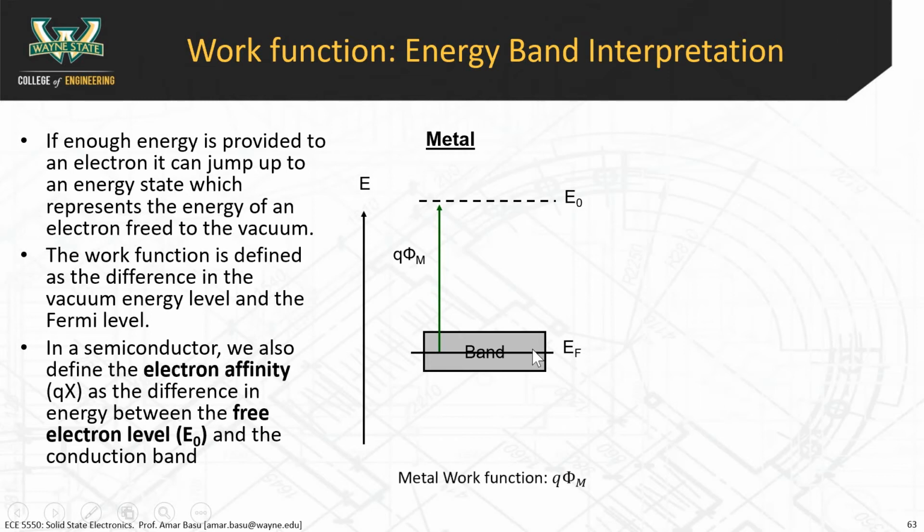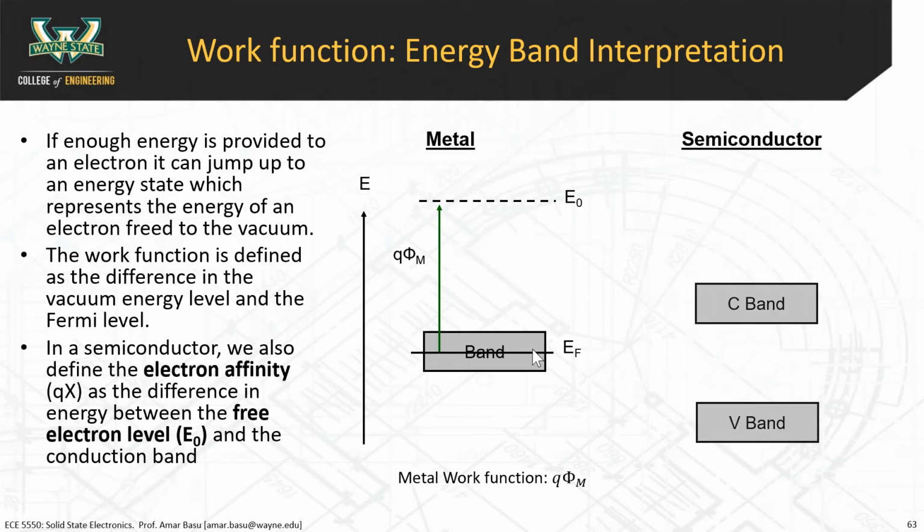In a semiconductor, so the metal work function is Q phi m here. Now in a semiconductor, remember that you have the conduction band and you have the valence band. Then within there you have a Fermi level. Most of the electrons are down here below the Fermi level, but there could be some electrons near the conduction band up here as well. The bottom edge of the conduction band, we denote EC. The top edge of the valence band, we denote EV.